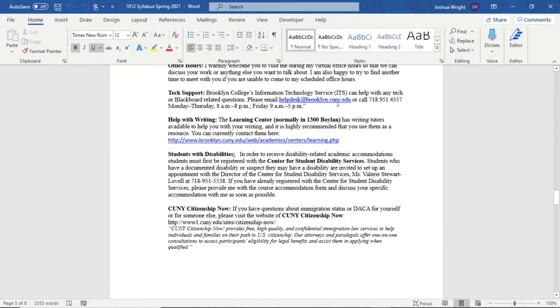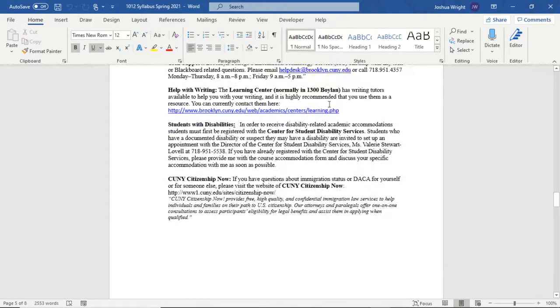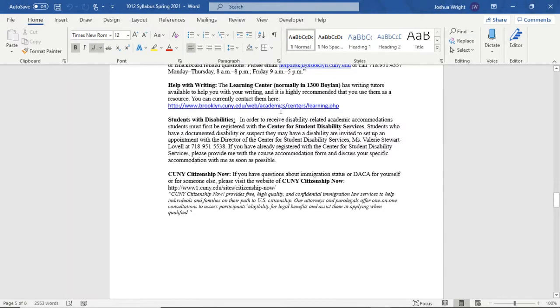Should anything happen with Blackboard or anything like that, if you get blocked out from something, you can contact the IT help desk. The Writing Center might be extremely beneficial to a number of you. Really, I recommend everyone go to it. It just gives you another pair of eyes looking at your paper, looking at what you're working on, just further feedback, which can be really helpful. And you can get in contact with the Learning Center here. There are different kinds of tutors. They have writing tutors. They have people that can look at your work and give you some feedback about your writing.